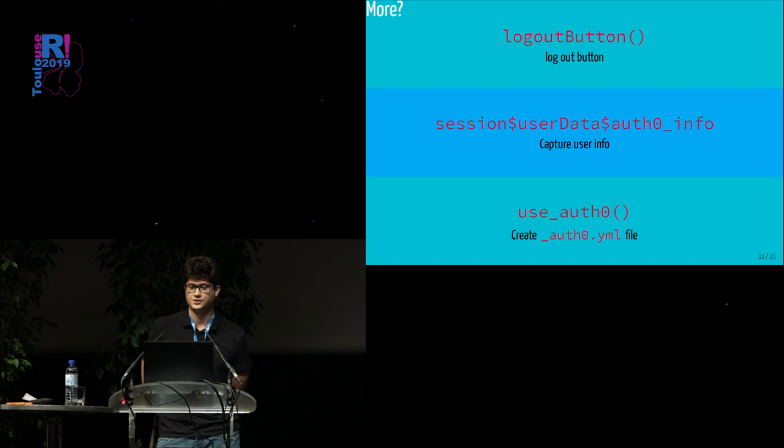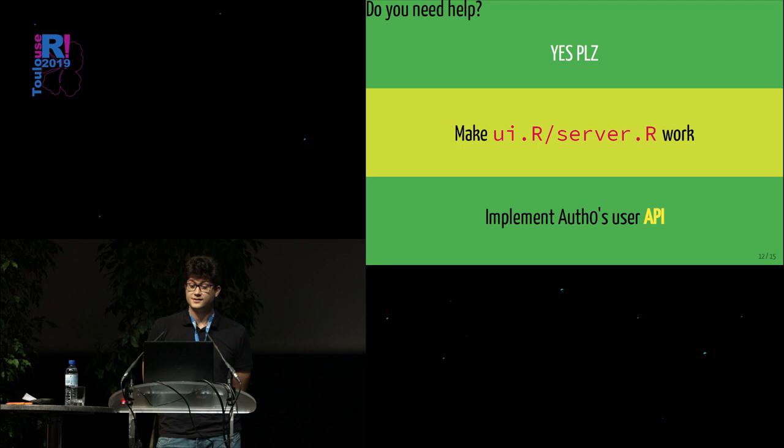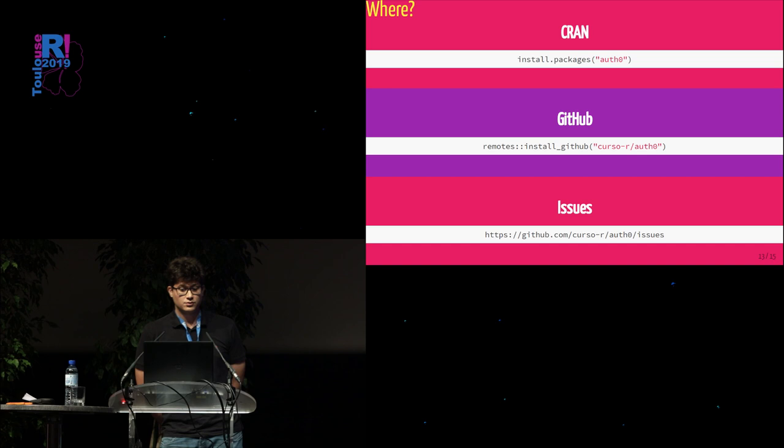So we need help to make it better. It doesn't work with the ui.R and server.R framework yet. And we also need to implement Auth0's API fully to manage users and stuff. You can install it from CRAN now. You can also install the development version in GitHub. And please file issues in the GitHub issues so that we can create more stuff there and make it awesome.